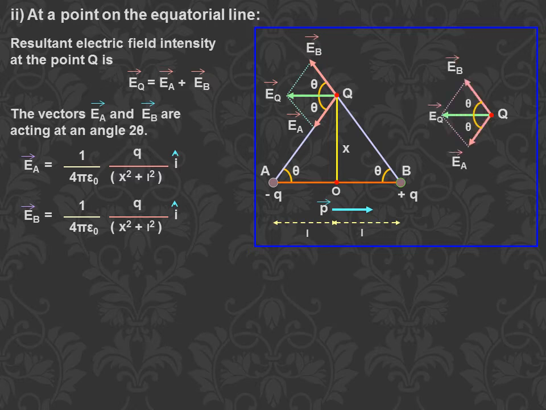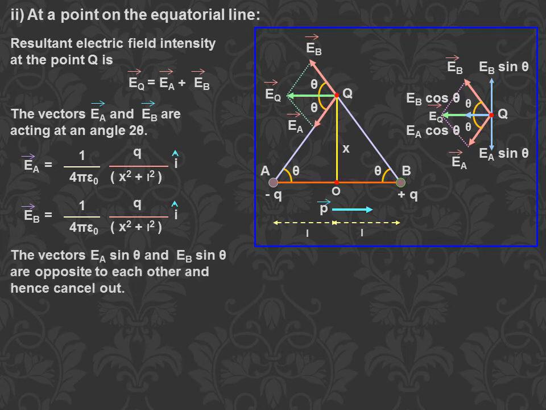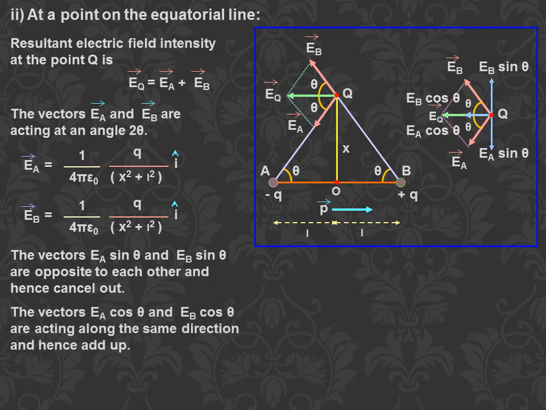Therefore we will get the direction of the resultant electric field by using components. Now we get two components. Due to EA we get EA cos theta, and due to EB we get EB cos theta in the same direction, whereas EA sin theta and EB sin theta are in opposite directions to each other. Therefore, due to the same magnitude and opposite direction, EA sin theta and EB sin theta cancel each other out, and we get the resultant electric field intensity due to EA cos theta and EB cos theta.